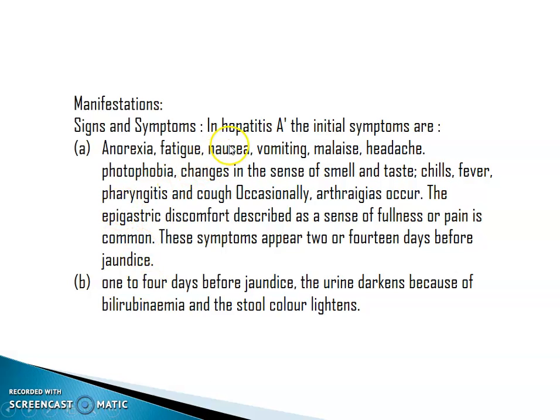Then signs and symptoms. In hepatitis A, the initial symptoms are anorexia, fatigue, nausea, vomiting, headache, photophobia, changes in the sense of smell and taste, chills, fever, pharyngitis and cough. Occasionally, arthritis occurs. Then 1 to 4 days before jaundice, the urine darkens because of bilirubinemia and stool color even lightens.